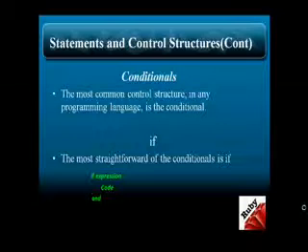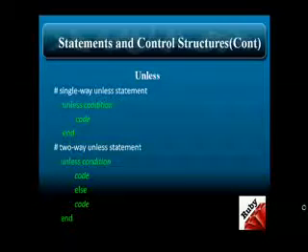Unless. Unless, as a statement or a modifier, is the opposite of if. It executes code only if an associated expression evaluates to false or nil. Its syntax is just like if, except that else if clauses are not allowed.